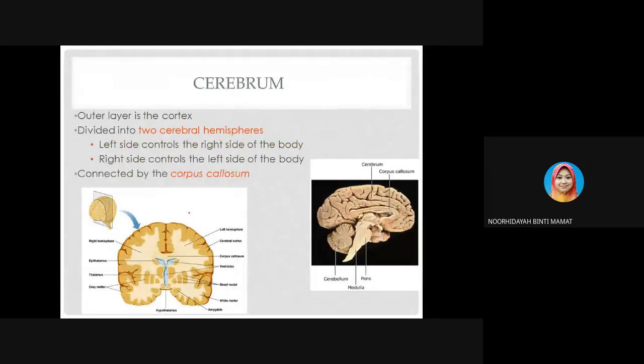So the cerebrum, the first region in the forebrain. The outer layer of the cerebrum is the cortex, and it is divided into two cerebral hemispheres. The left side of the cerebrum controls the right side of the body, while the right side of the cerebrum controls the left side of the body. Right? They are connected by the corpus callosum. So this is the corpus callosum.